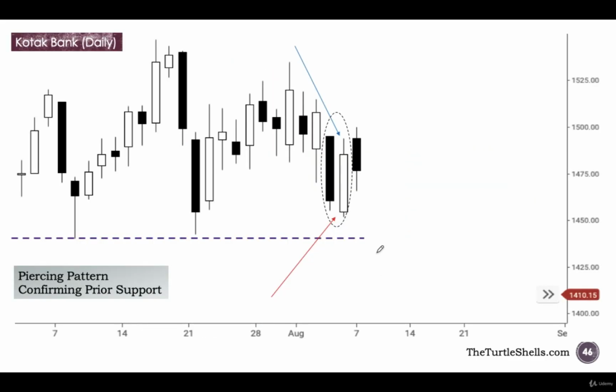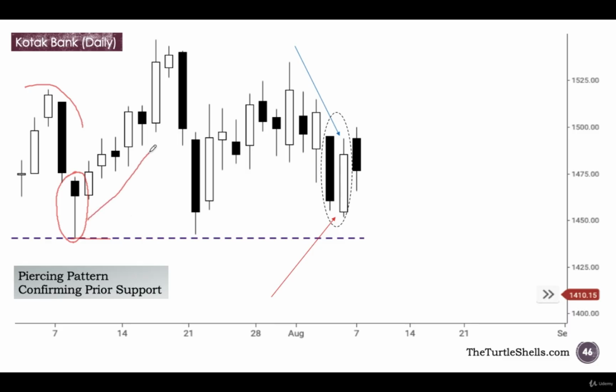Okay? So let's quickly have a look at an example. This is Kotak Bank daily. So the downtrend starts here. What do you have here? Now you know these signals. I don't need to explain it again. This is a hammer. The lower shadow of this candle is more than twice the height of the real body. So we know that the low of the hammer becomes support. That is why I have drawn a purple dotted line here.